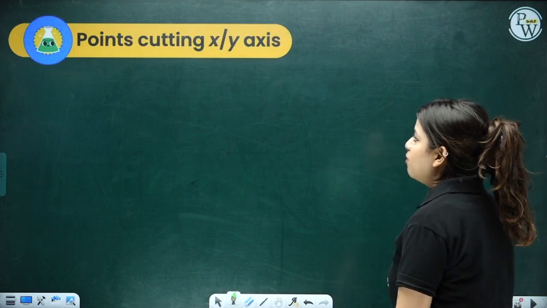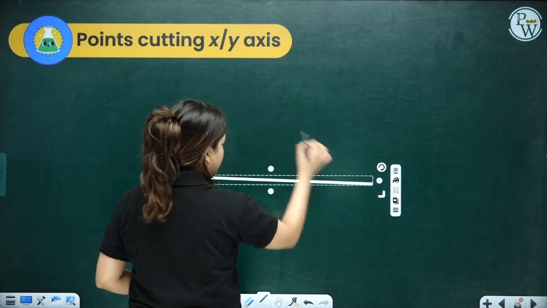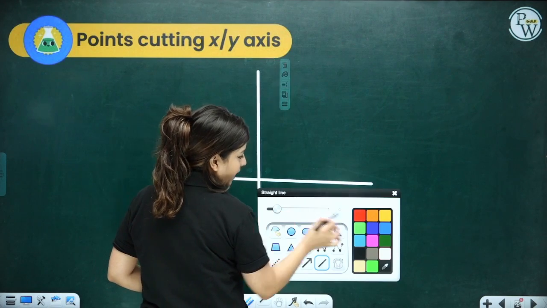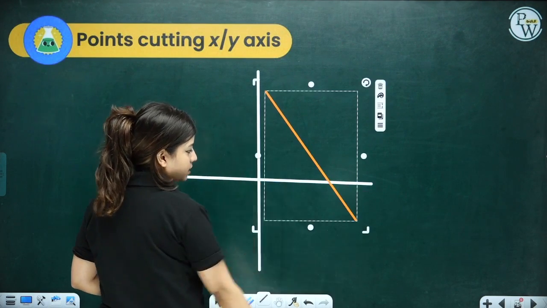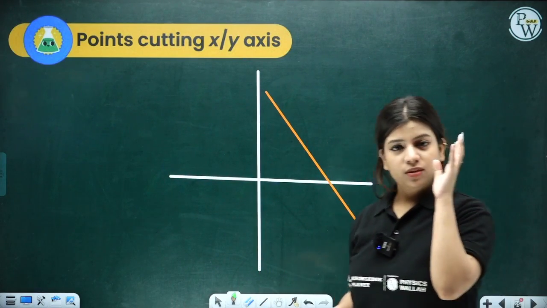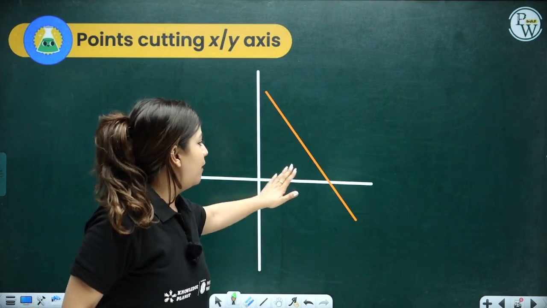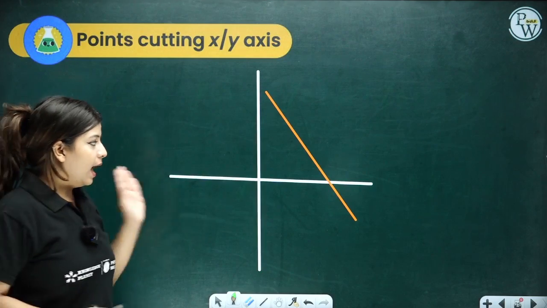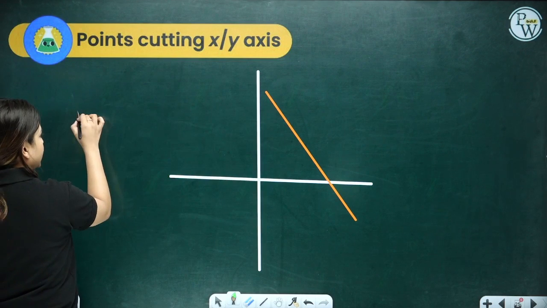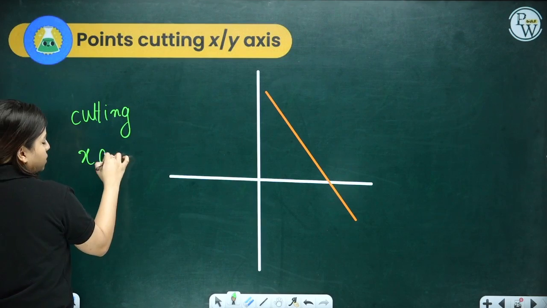Next thing that we have is points cutting the x-axis and y-axis. As I have already mentioned, this is the x-axis and this is the y-axis. If there is any line which is going through this, for example, when we plot the points for one simple equation, we get a straight line. For example, we got this line, and we can say that this line is simply cutting the x-axis, students.